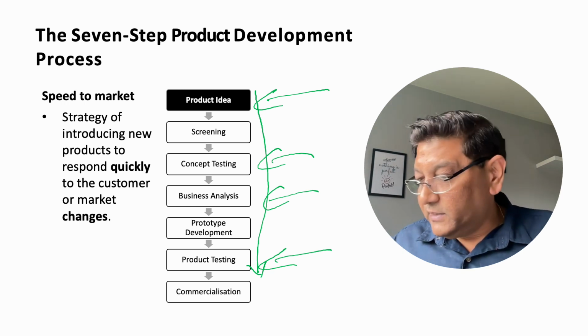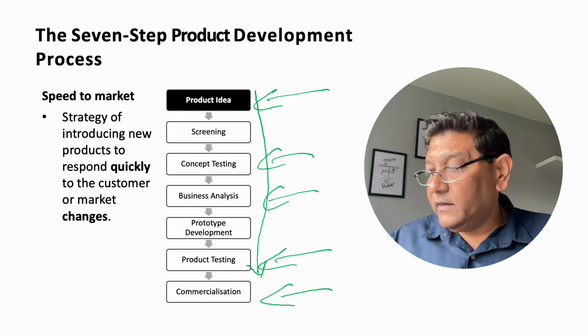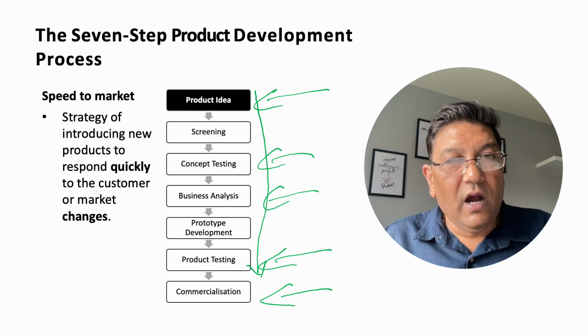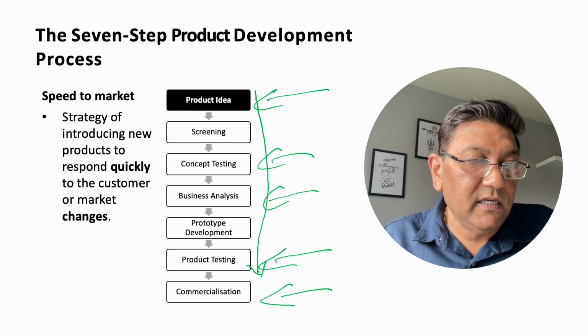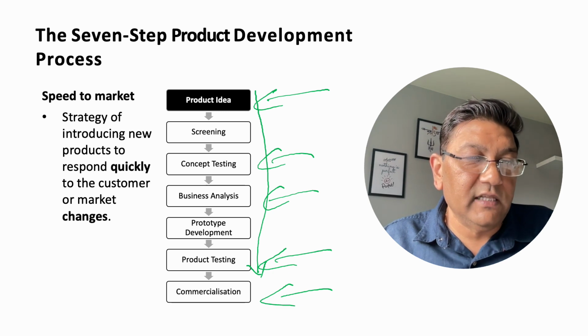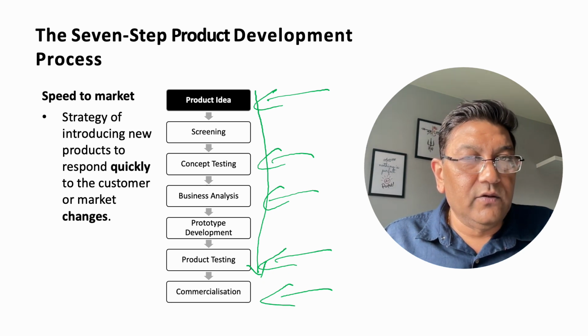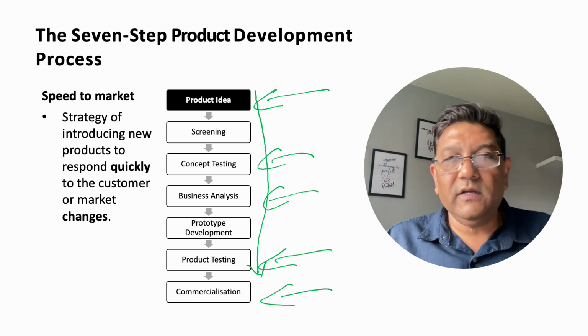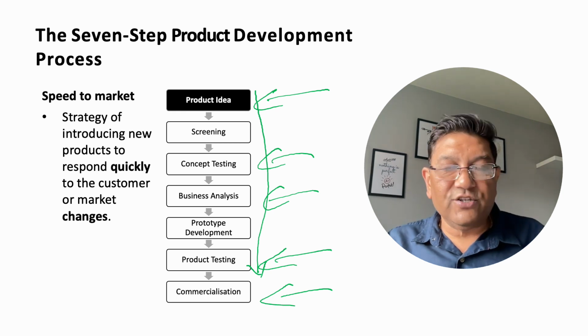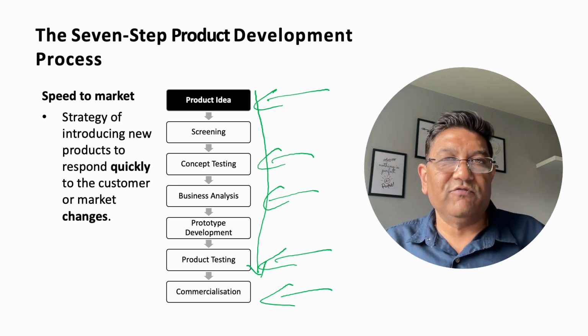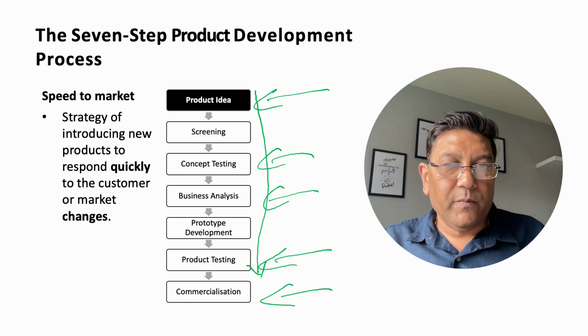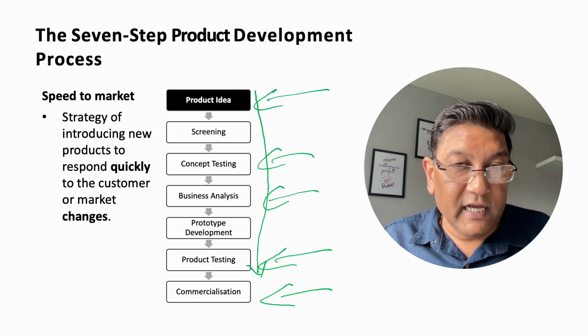And finally, commercialization. The marketing department knows how they are going to commercialize the product as well. What are the ways? Are they going to put it on promotion? Are they going to give out free samples? If you go to a shopping mall or train station or bus station, sometimes you might have seen a new product being launched by a well-known organization.